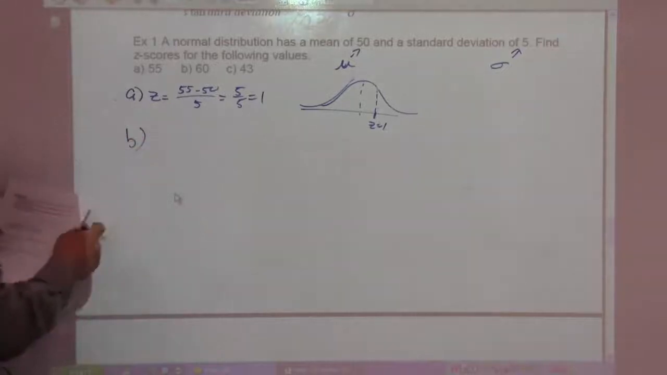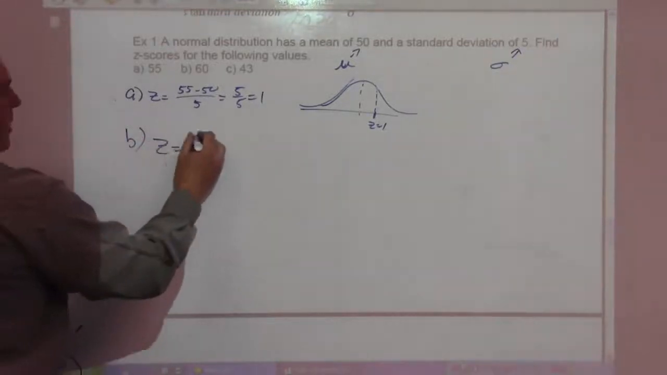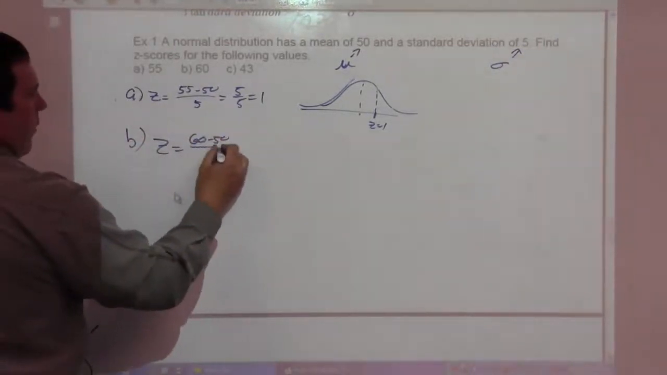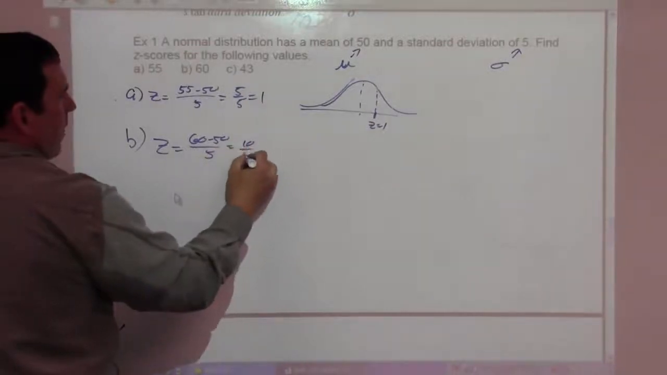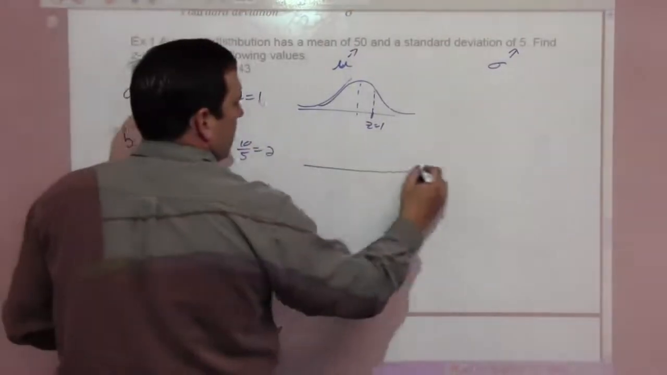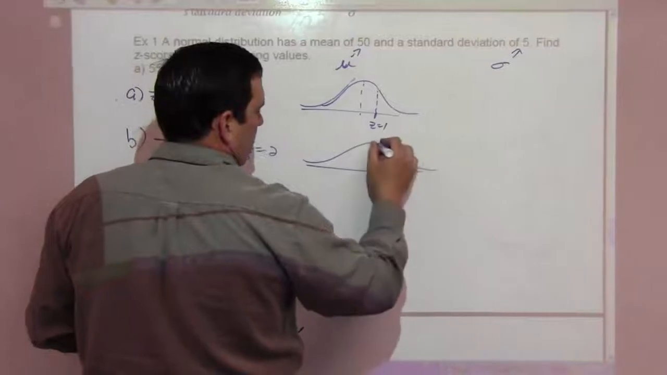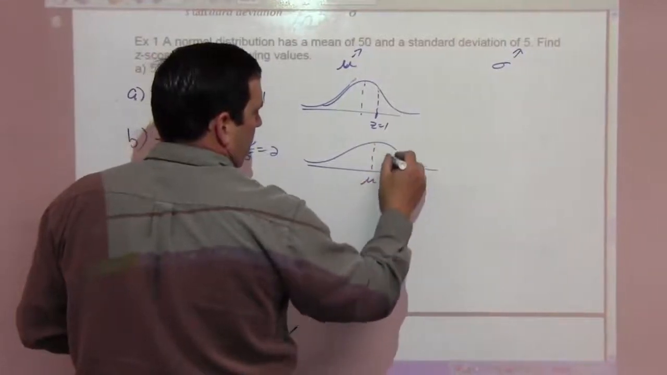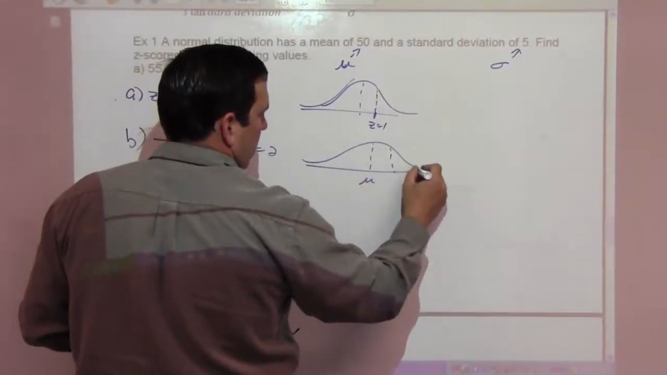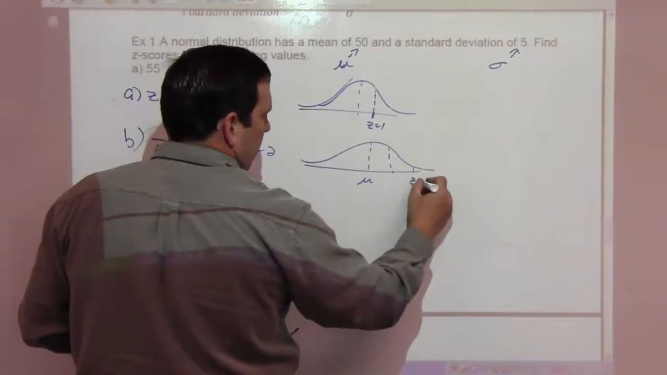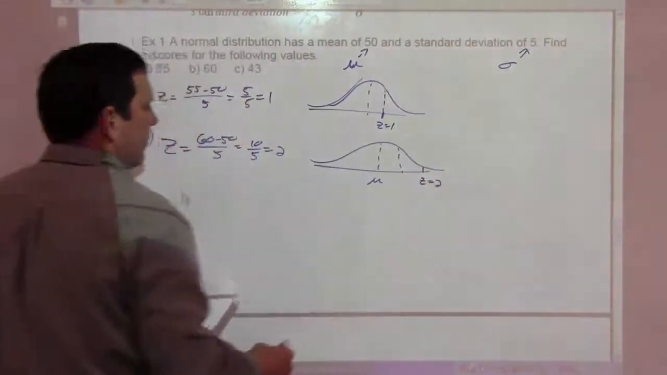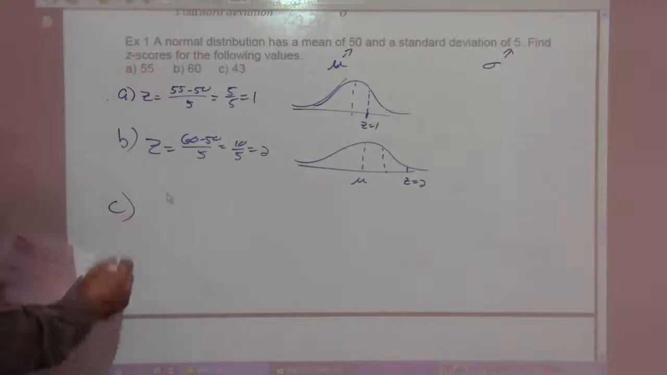For B, Z is going to be 60 minus 50 over 5. That's 10 over 5, which is 2. Here's our mu, and we have 1 standard deviation, 2 standard deviations. So here's Z equals 2. You're out that far.